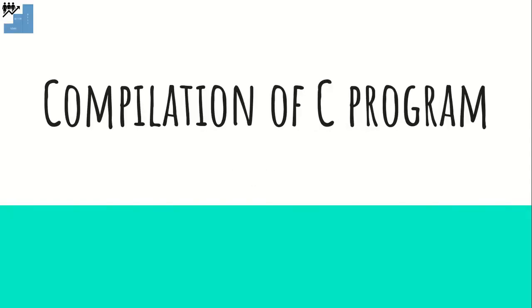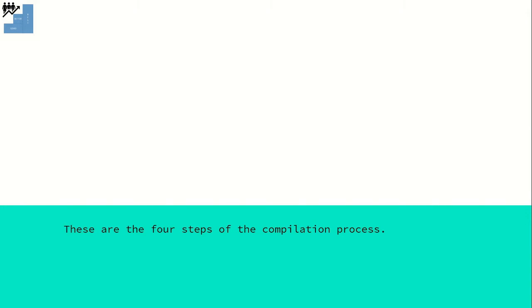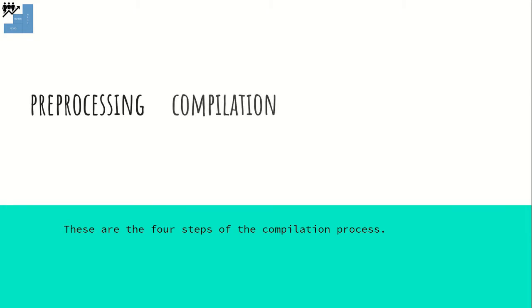Today we are going to look into the details of compilation of a C program. There are 4 steps in the compilation process. First is pre-processing. The pre-processed output goes into compilation. From compilation comes out the assembly code. The assembly code is then changed into machine code, and machine code is then linked with different executables.